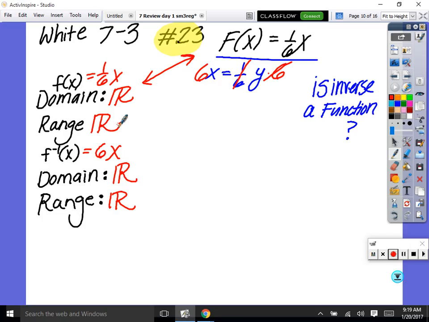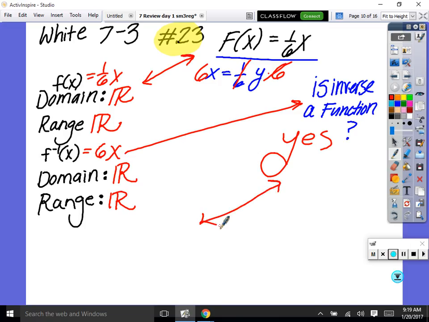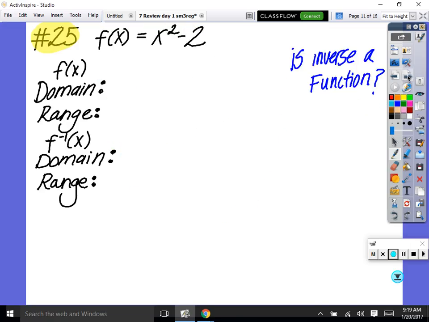Now it asks, is the inverse a function? Is a line a function? Guys, yeah, a line is definitely a function. It passes the vertical line test. It looks like this. If you didn't know if that was a function, you could graph it and look at it. But if you just think about it, it's pretty straightforward. Okay, let's do 25.